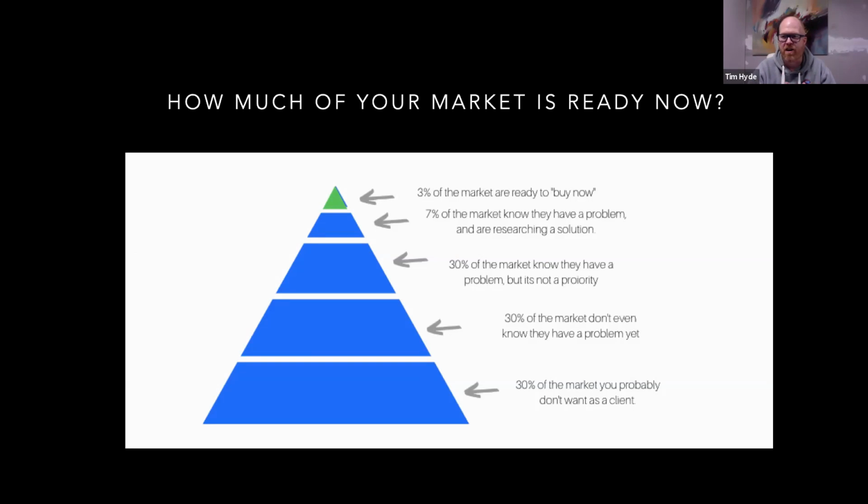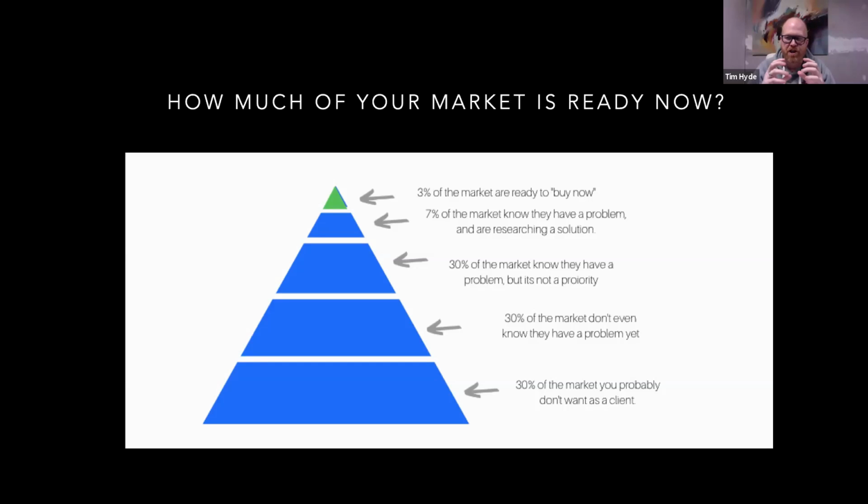And yet most of the time, Nick, I've heard you say a couple of weeks ago, you were talking about the fact that the goal of your website isn't to sell something. It's actually just to collect customer details. And this is really why, guys, because if you try to sell, you're only going to sell to the people in that top little green triangle at the top.